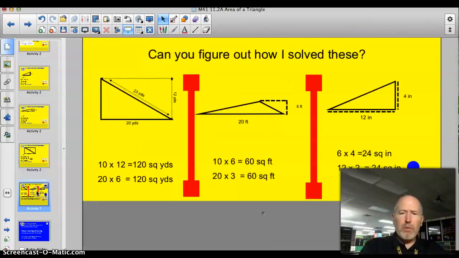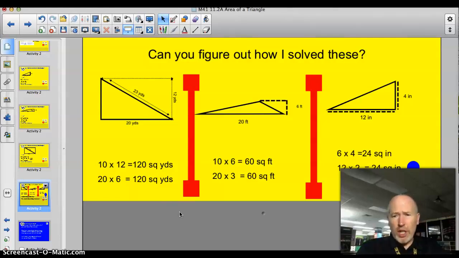All right, I think you got this down. Again, this should be review. Take a look at these things here. See if you can figure out how I solved these. Pause it for a minute. All right, if you studied these, you'll see that I did 10 times 12 is 120, or 20 times 6 is 120. But those aren't the measurements. What did I do?